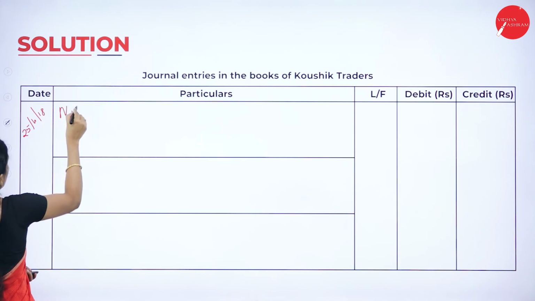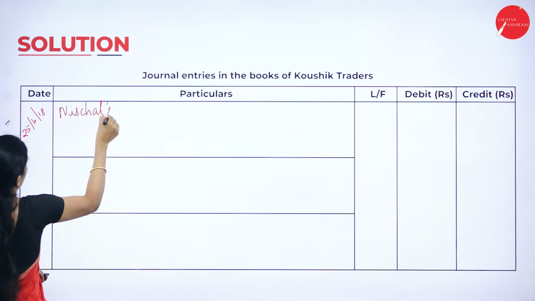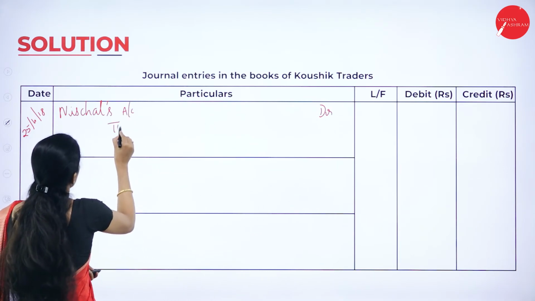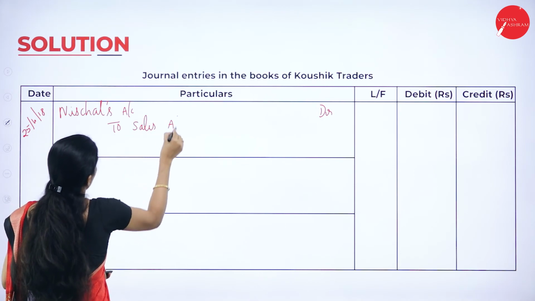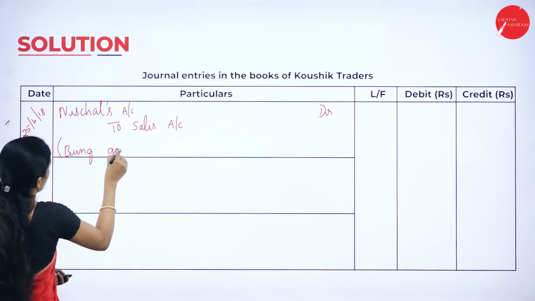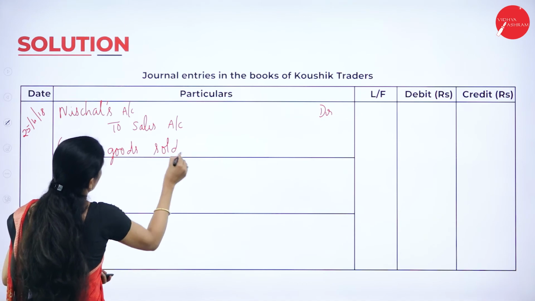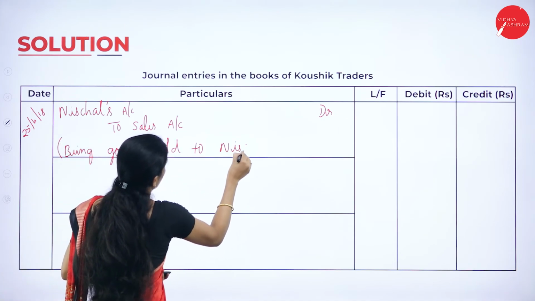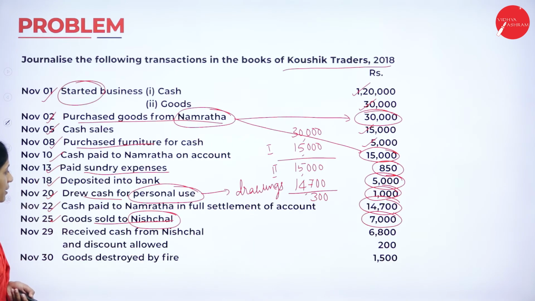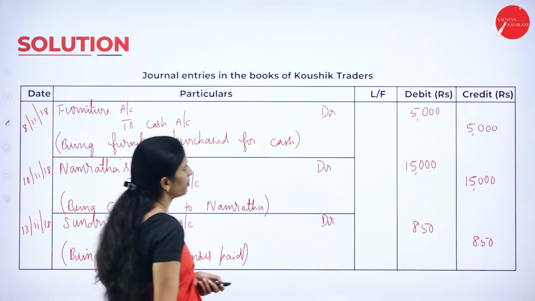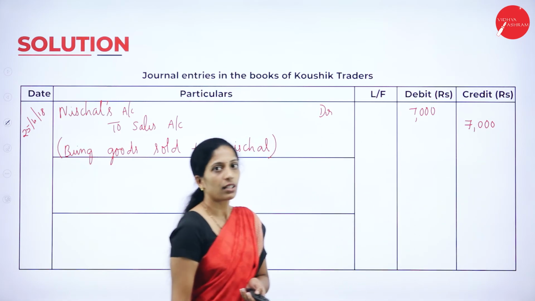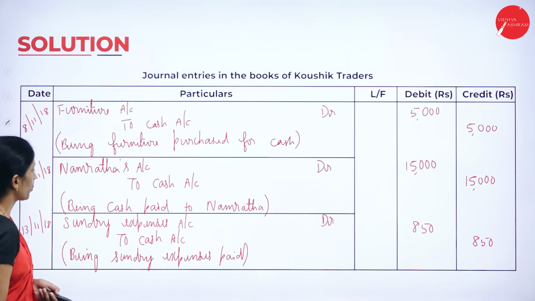25/11/2018. Nischal's account, debtor, to sales account. So write the narration: being goods sold to Nischal. So what is the amount that has been sold? It is 7,000. Now coming to the next one after 25th.